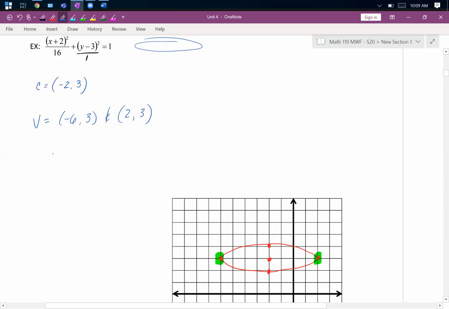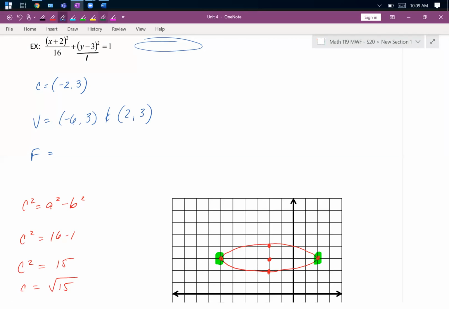And then we need to identify our foci using the fact that c squared equals a squared minus b squared. So c squared is 16 minus 1. We get c to be the square root of 15. And our foci are along the major axis, so they're going to be like here and here.